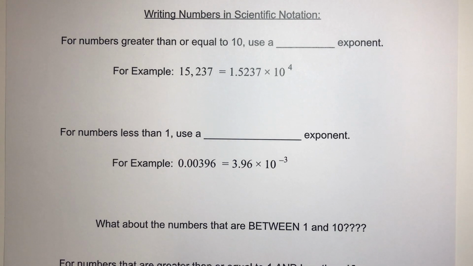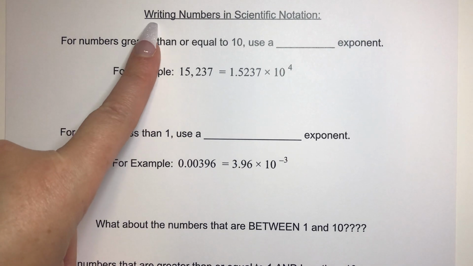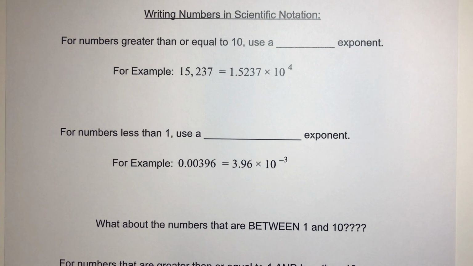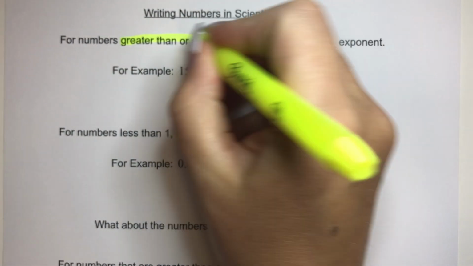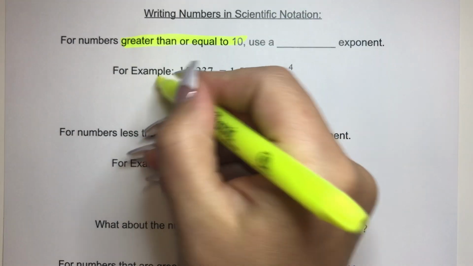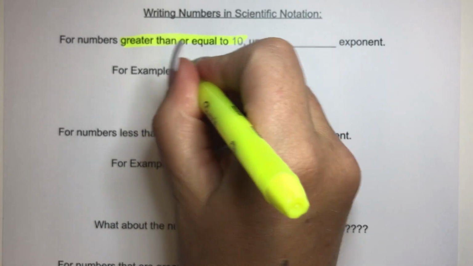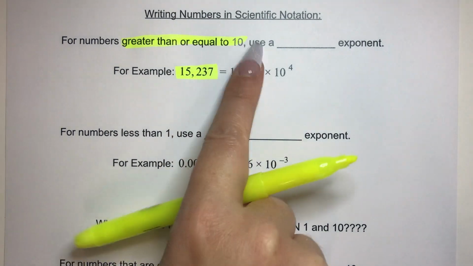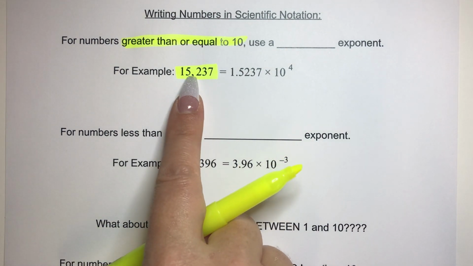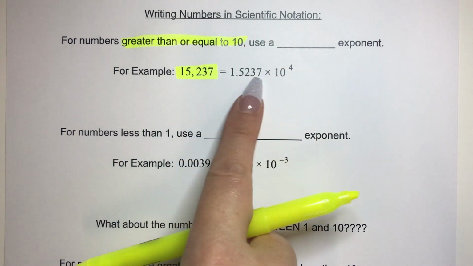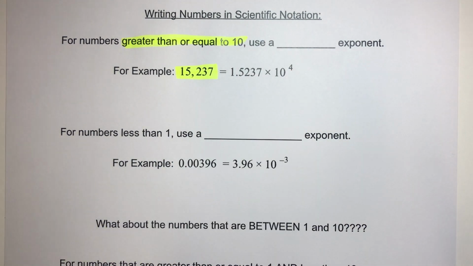All right, welcome back. We are going to be talking about how to write numbers in scientific notation. So if you have a number that is greater than or equal to 10, like this number right here, 15,237, that is a number that is greater than 10. Whenever we have a number like this and we want to write it in scientific notation, we would be using a positive exponent.